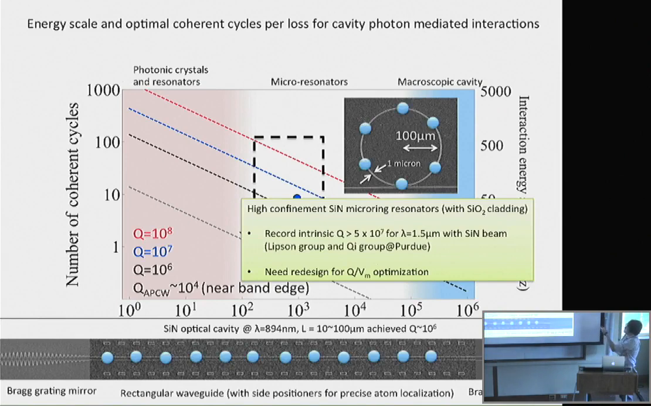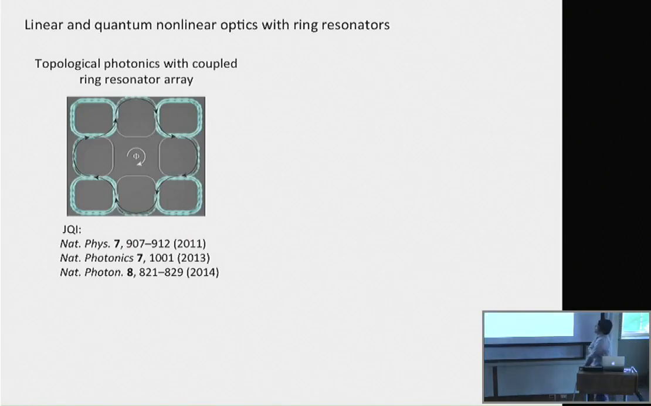So if we can trap an array of atoms along these ring resonators, then there might be a way that we can perform some spin experiment, quantum magnetism experiment here. I'm personally pretty much drawn to this one because these ring resonators actually have very interesting linear and nonlinear quantum physics, quantum optics with them.